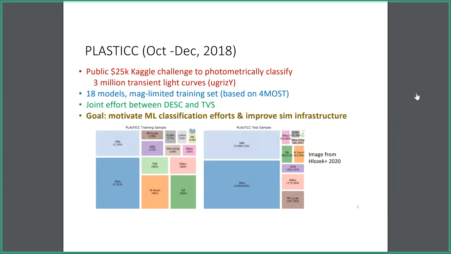So just to motivate things, a few years ago, we ran a public 25K Kaggle challenge to photometrically classify 3 million transient light curves in the LSST passbands. That included 18 models and a magnitude limited training set that was roughly based on the expected performance of Foremost. It was a joint effort between two science collaborations, DESC and TVS. And the primary goal was to motivate machine learning classification, but it was also to improve the simulation infrastructure.